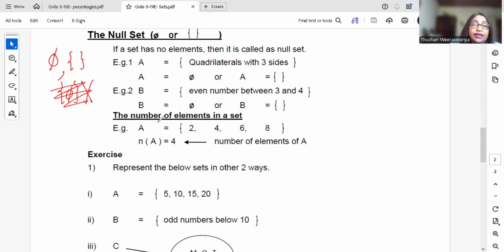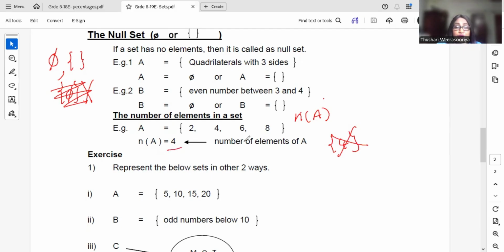Next topic, the number of elements in a set. Now look at this A. The symbol is n(A), n(B), n(C): number of elements of set A. Look at this example, A = {2, 4, 6, 8}. That has 4 elements. Then n(A) = 4. Don't write curly brackets for this. This is not a set. This is just the number 4.